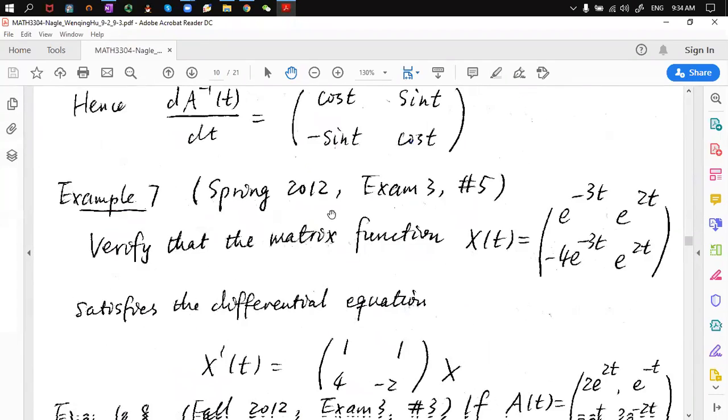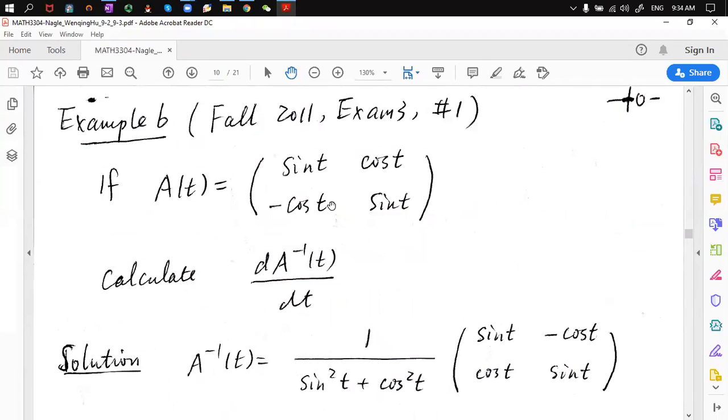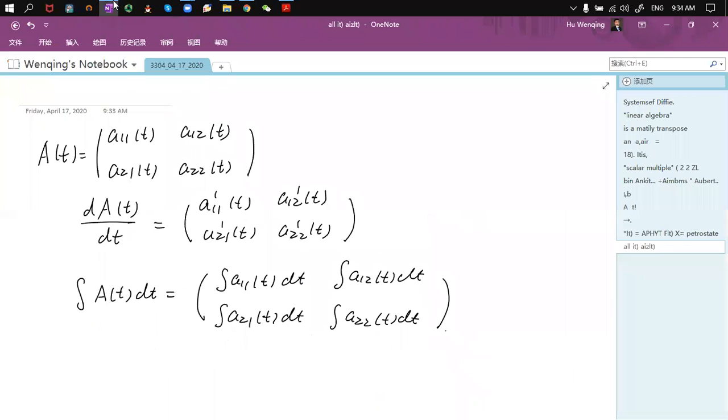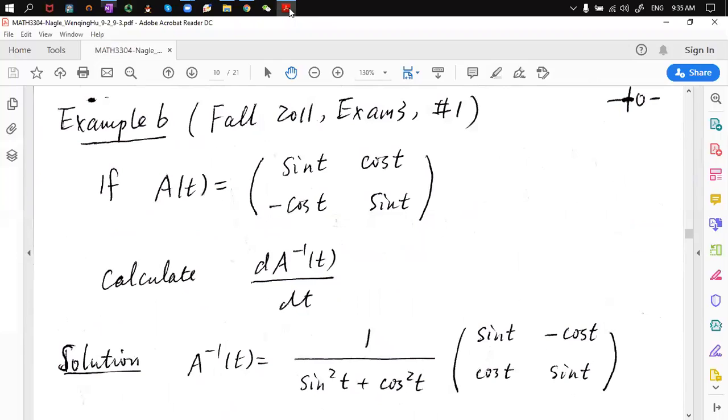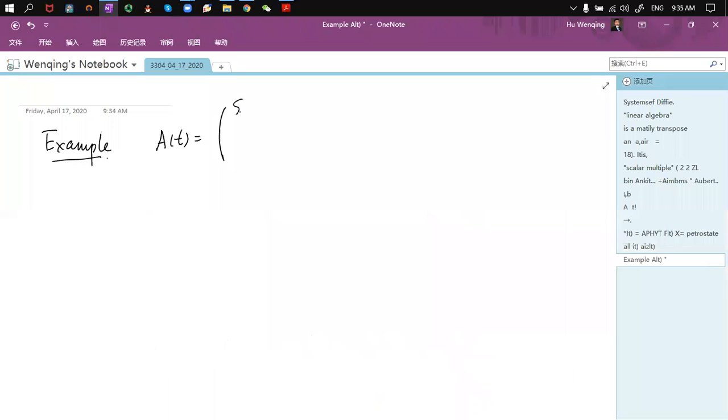So that's how you operate on matrix functions. Here's a nice example I'd like to show you. Suppose A of t is equal to sine t, cosine t, minus cosine t, sine t.